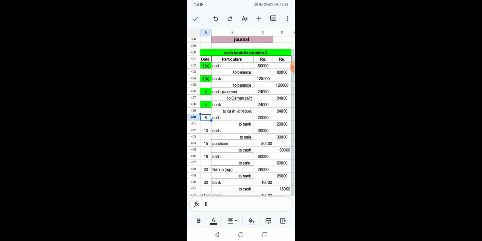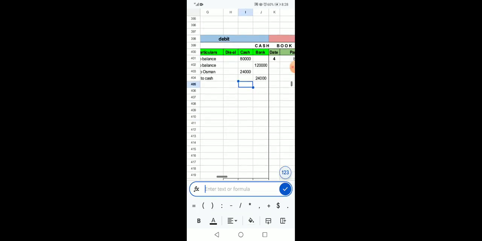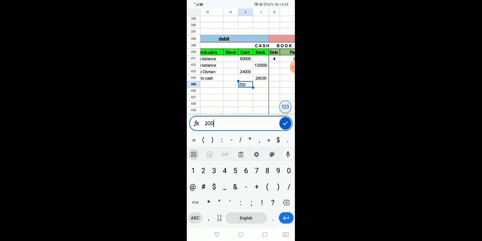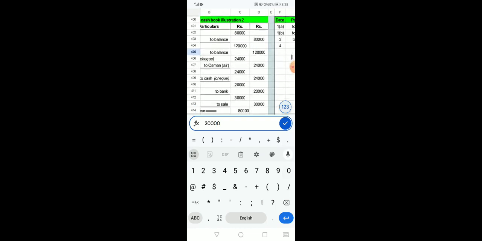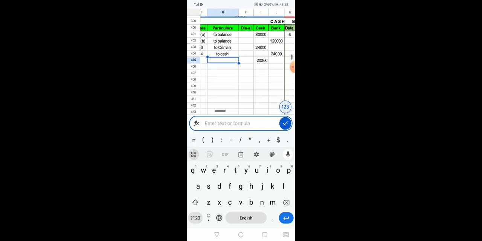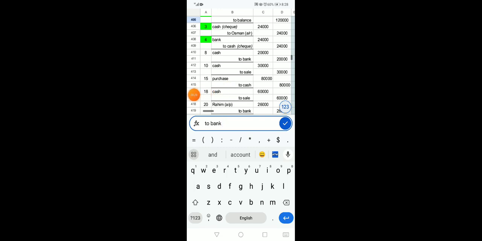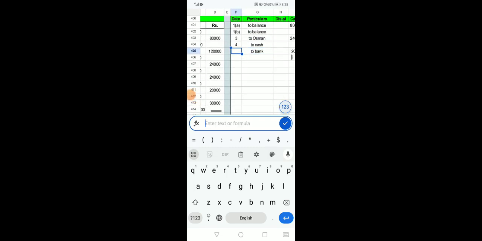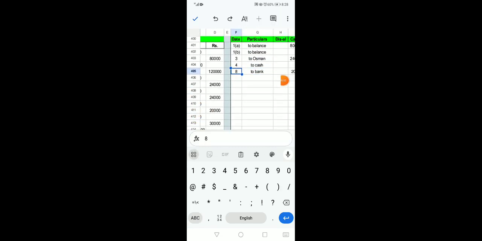Now we are at entry number 8, where there are two elements and both elements are related with cash book. So we will do it step by step. First step is to see cash, which is debited by 20,000. You will go to the debit side of the cash, will write 20,000 over here. Now see the reference. What is written on the opposite side? That is bank. So you will write to bank in particular column. Now see the date, which is 8. So you will put 8 in date column.